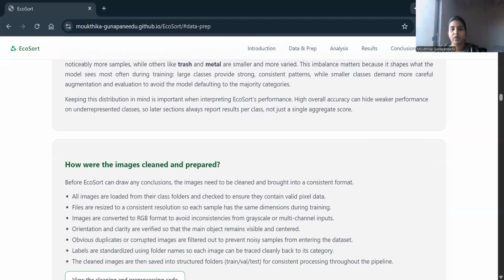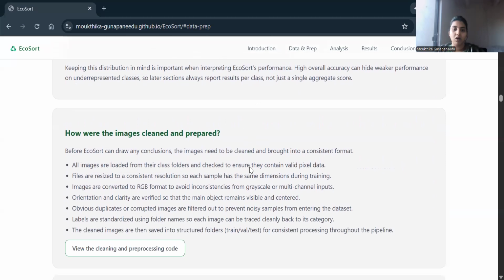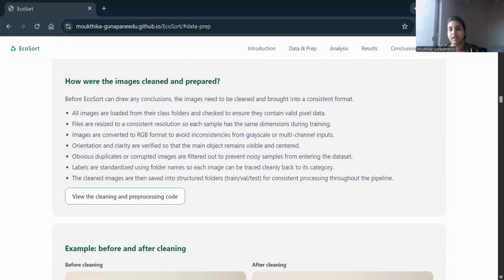And for cleaning, I just focused on resizing all of them into a consistent resolution so that each sample has the same dimension during training. And any kind of duplicates and corrupted images were removed. And all of them were converted into a consistent RGB format. And the size they were all resized to was 224 by 224 pixels, which is a standard input size for a lot of CNN architectures.